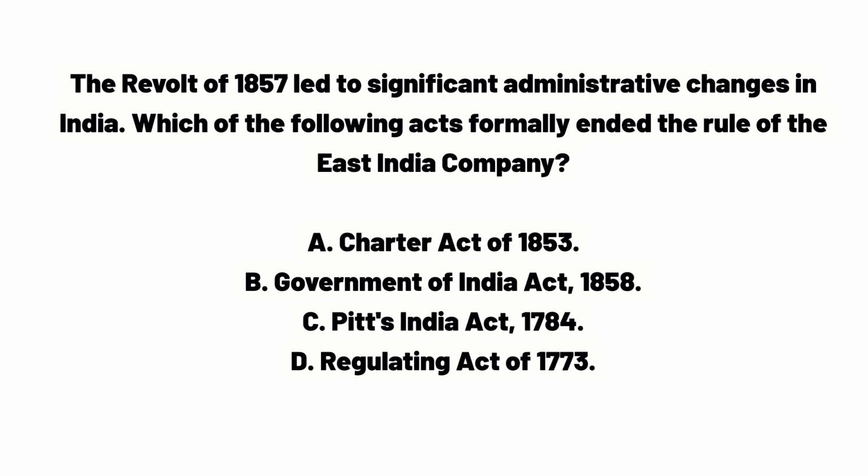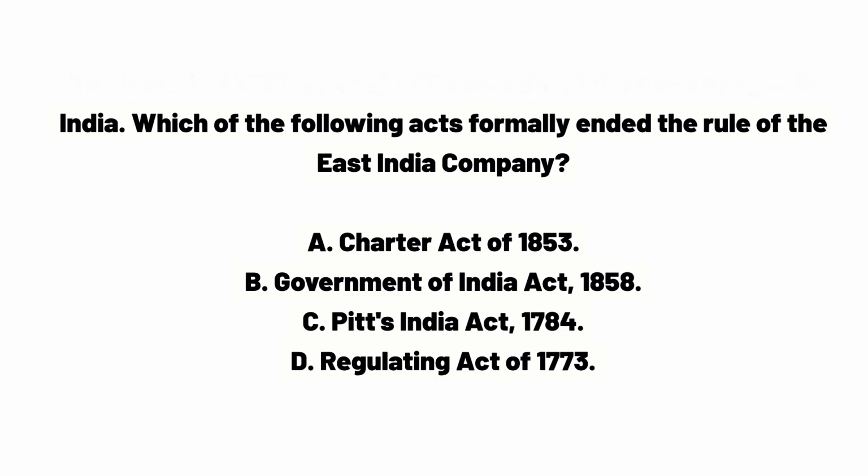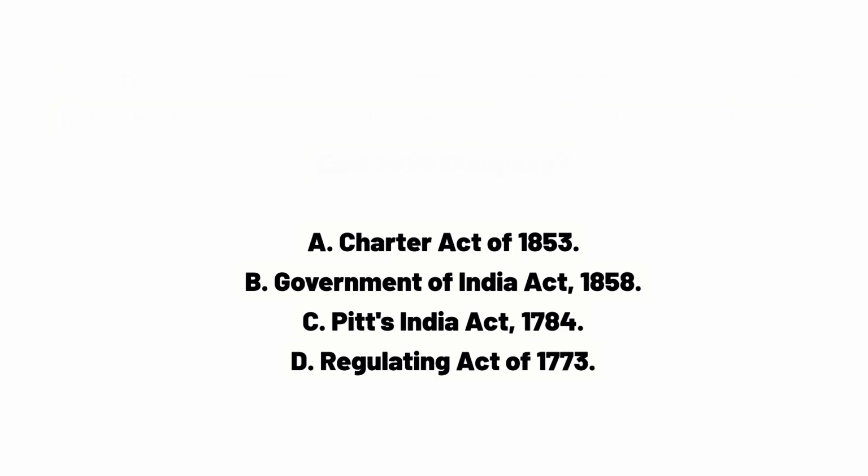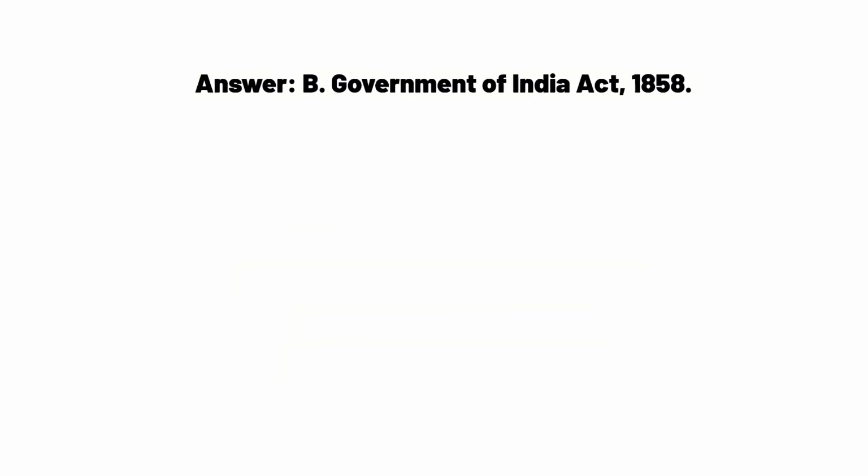The revolt of 1857 led to significant administrative changes in India. Which of the following acts formally ended the rule of the East India Company? A. Charter Act of 1853. B. Government of India Act, 1858. C. Pitt's India Act, 1784. D. Regulating Act of 1773. Answer. B. Government of India Act, 1858.